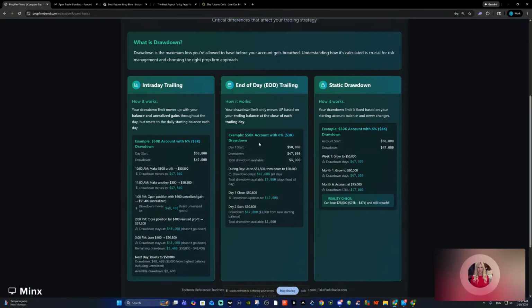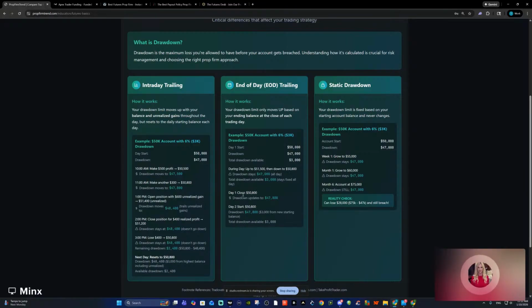So let's just say for a 50K account with 6% drawdown or 3K drawdown, your day one starts at 50,000. Your drawdown is 47,000. Total drawdown available is 3,000. During the day, you're up to 51,500, then down to 50,800. Your drawdown is going to stay at 47,000 all day. It does not move, okay? Total drawdown available, 3,000. It stays fixed all day.